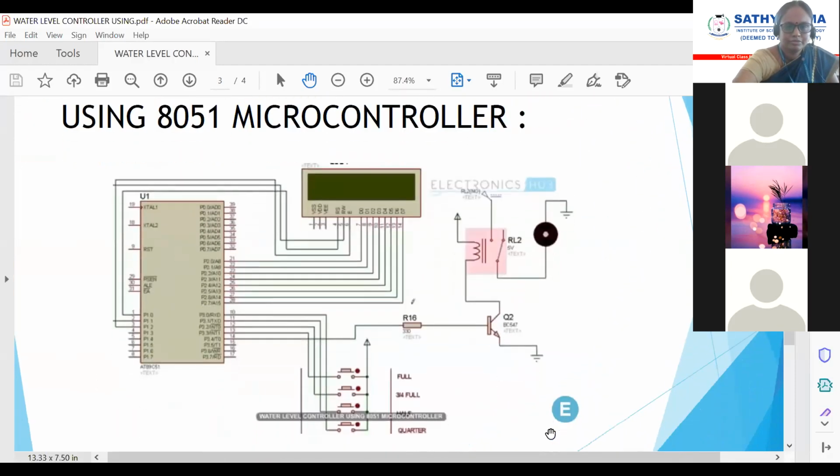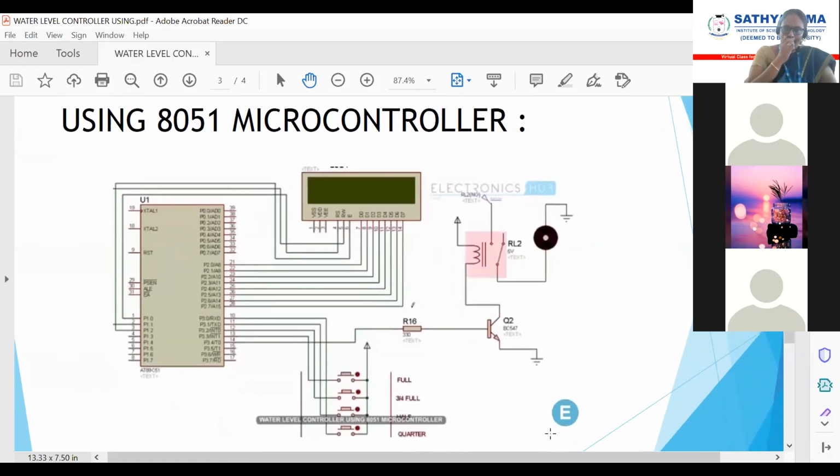This is the diagram for the water level controller using the 8051 microcontroller. While coming to the connections, the LCD has to be connected in 8-bit mode. All the data pins of the LCD are connected with port 2 of the 8051 microcontroller. The LCD control pins RS, RW, E are connected to port 1, and the water level wires are connected with port 3. The port 3.4 pin is used to control the water. Here the motor is controlled automatically by using the water level.